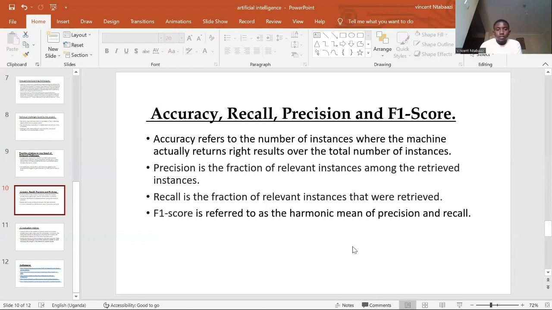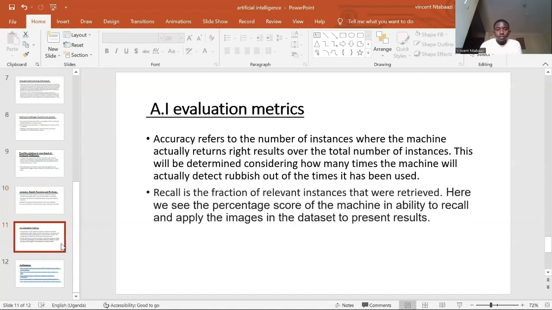Then F1 score is referred to as the harmonic mean of precision and recall. So it will come from these two things up there. Then this shows the evaluation metrics, which I've just explained in the previous slide.